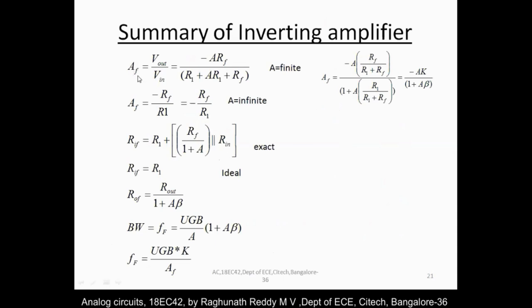This is the closed loop gain of the inverting amplifier: minus A RF divided by R1 plus A R1 plus RF, where A is finite. You can write it like this: minus AK divided by 1 plus A beta. If you compare this expression with the non-inverting amplifier, AF equals A divided by 1 plus A beta, which is the gain of the non-inverting amplifier. The only factor multiplied is K. Okay, this is for infinite A. This is for the exact input resistance with feedback. This is the input resistance with feedback for the ideal case. This is the output resistance. This is the bandwidth with feedback, and you can write it finally like this.